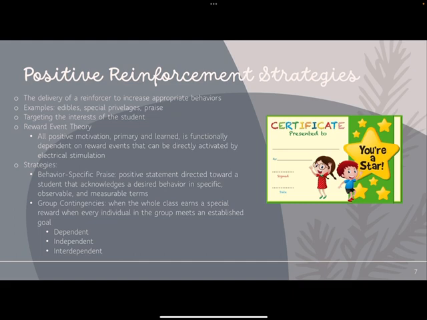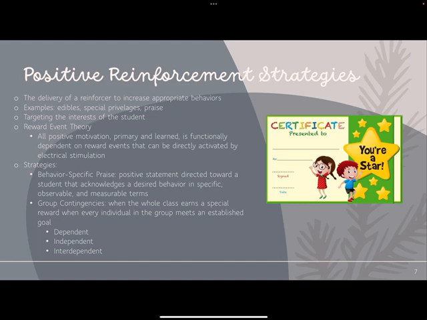An example of this are edibles, such as earning a piece of candy for getting an answer right, or special privileges, such as being the first in line, or praise, such as, "Hey, Billy, thank you for keeping your hands to yourself today. I really appreciate it. You did a great job." This really targets the interests of the students, which means that you must be aware of your students and their needs. If not, this doesn't work.